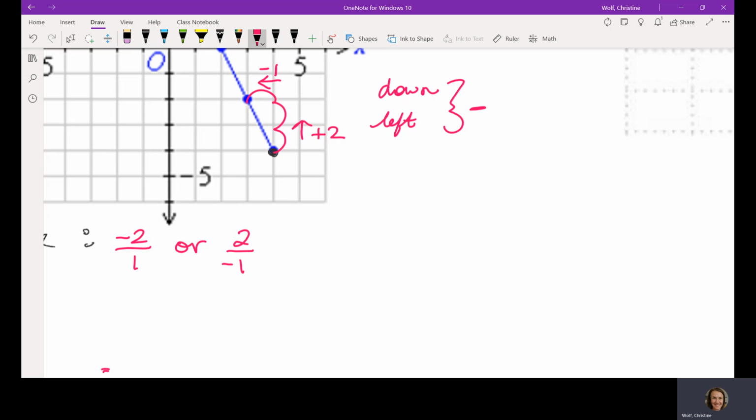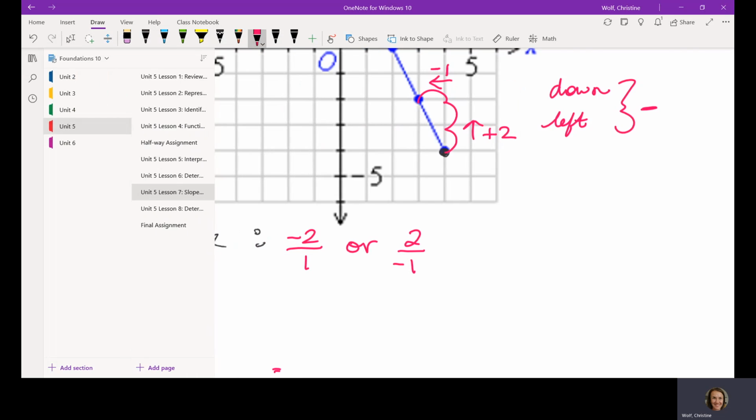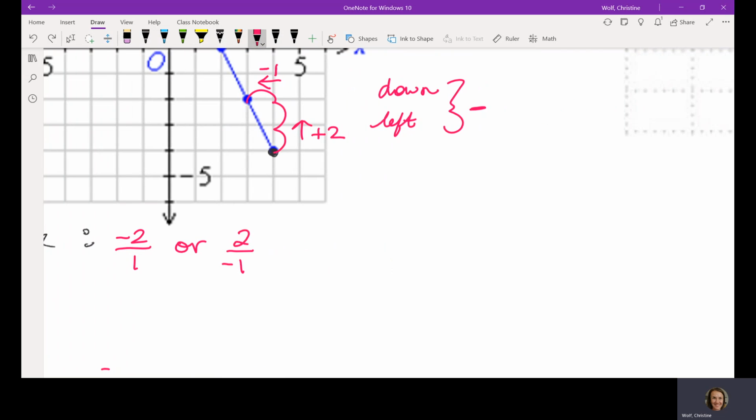In either scenario, both of these slopes are the same. Because this one here equals negative 2. And this one here technically also equals negative 2. I'm just reducing. So regardless, the slope is negative 2 no matter how you cut it.